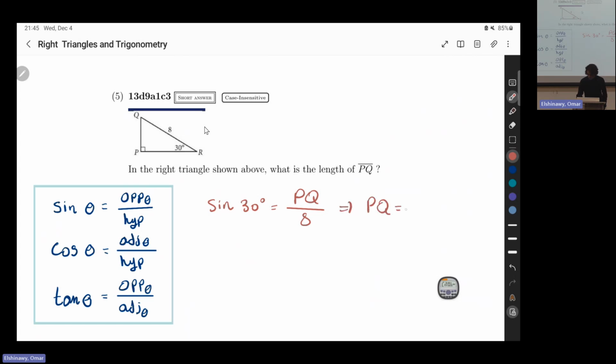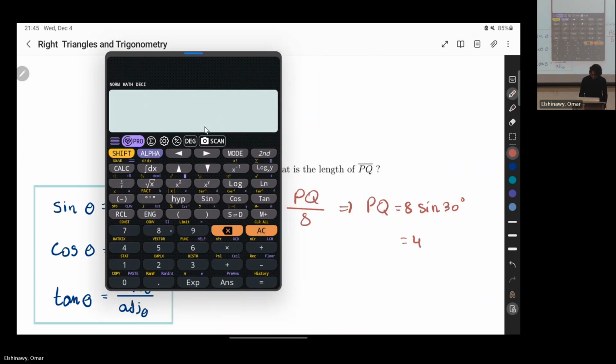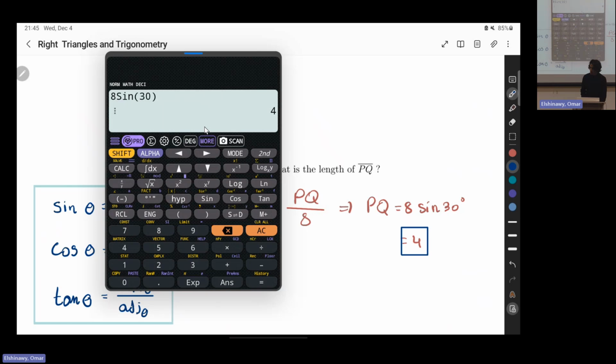Angle Q is 60 degrees. So PQ is going to be 8 sine of 30. Sine of 30 is a half. It's cosine of 60, the one we did before. So this will actually be 4. That's it, that's just 4. Straightforward, but you just need to know the ratio. That's right here.